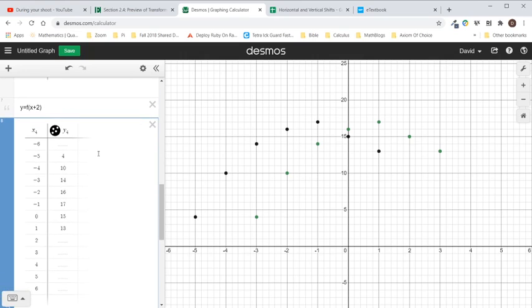You can see that we get exactly the same y values. All the black ones are the new ones. All the green ones were the original. And you can see that all the black ones are just the same points, but moved 2 to the left. So you can see that when we put an x plus 2 on the inside, it moves the graph 2 to the left. If that feels a little bit strange to you, think of it this way.